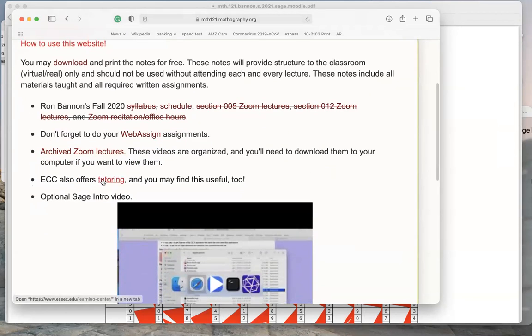Tutoring is available at Essex County College. If you're interested in it, you click on that. It will bring you to the Essex County College tutoring website.